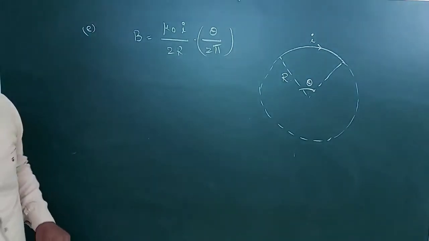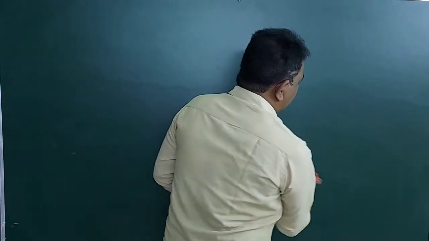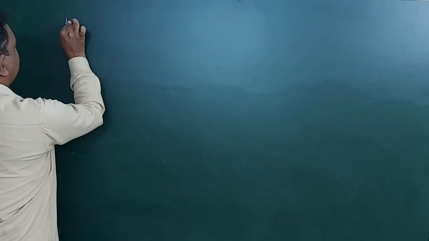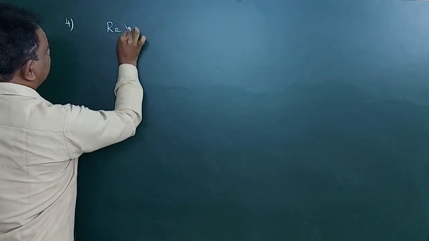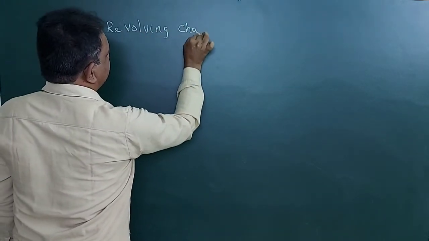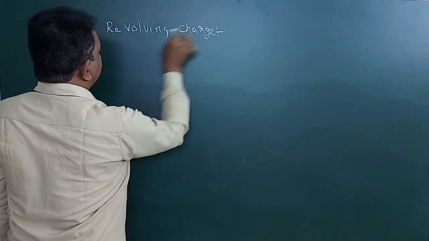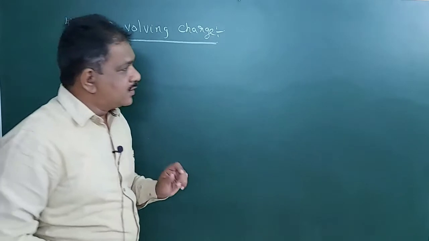Next, revolving charge, on that some formulas will be there. What are those formulas? You see. Next, the fourth one, revolving charge. A charge is revolving in a circular path.